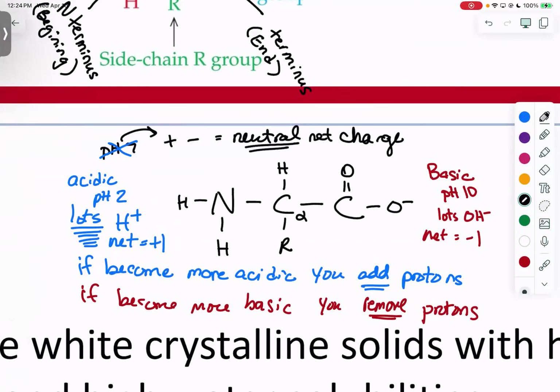That's it. If you become acidic, think there are more protons around, so we're going to add them. If you go basic, there are less protons around, so they're going to get ripped off.